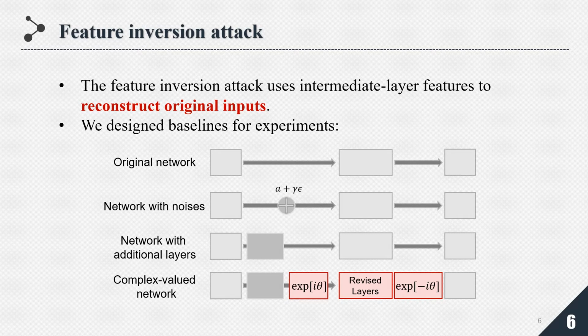The first baseline was the original neural network without any revisions. The second baseline was the neural network with noises. We injected noise right after the encoder module, and the noisy feature was fed into the processing module. The third baseline was the network with additional layers. Since the encoder of the complex-valued neural network is based on a generative adversarial network, we designed a baseline with the same structure as the complex-valued neural network for fair comparison.